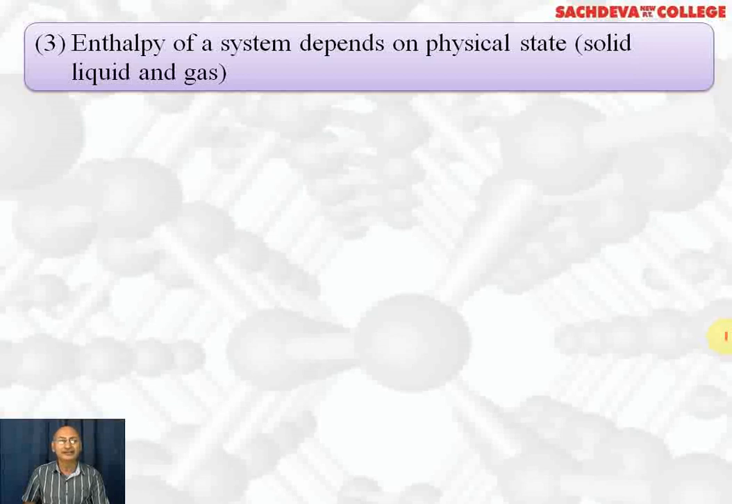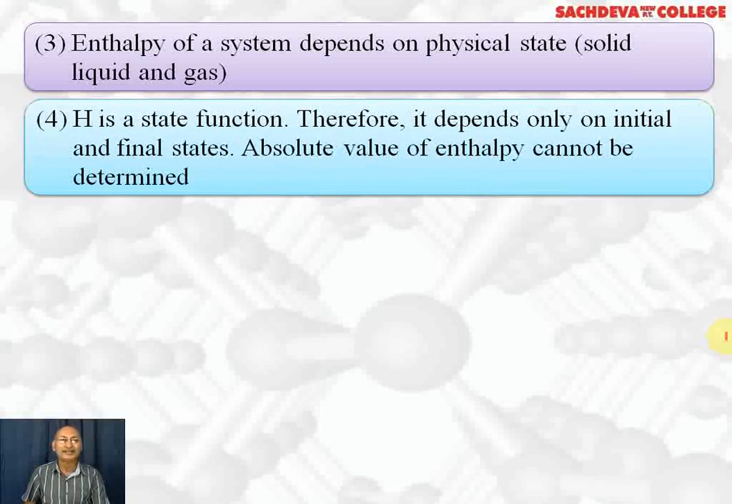Next, enthalpy of a system depends upon physical state: solid, liquid, and gas. If liquid water is formed from hydrogen and oxygen gas, the amount of energy evolved will be minus 286 kilojoules per mole. Now, if we prepare water gas, the amount of energy evolved will be minus 241 kilojoules per mole approximately. It means that the enthalpy change depends upon the physical state of the substance formed. H is a state function, meaning enthalpy depends upon initial and final state and it does not depend upon path.